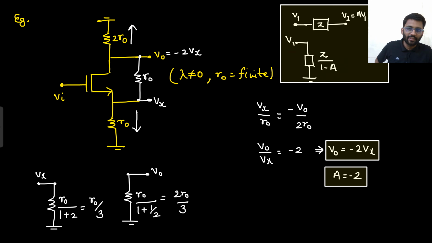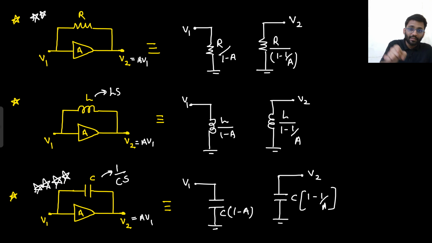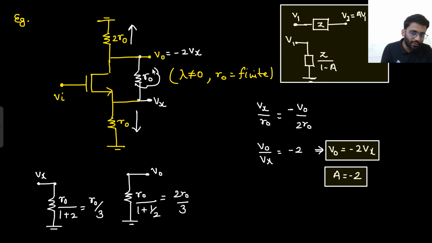In the previous notes, considering R, your V2 was AV1. Here considering L, your V2 was AV1. Here considering C, your V2 was AV1. Are you getting this point? Now in this one, considering R naught, even if this R naught is there, still your V naught is minus 2Vx. If this R naught was something else, some 6 R naught, then what would be your V naught? That will still be minus 2Vx.